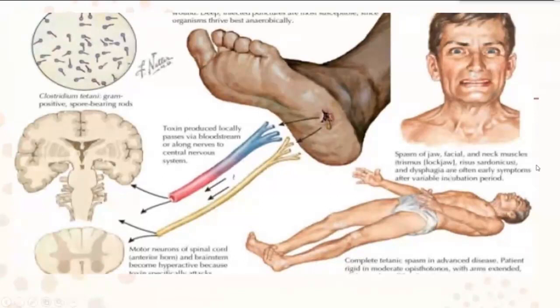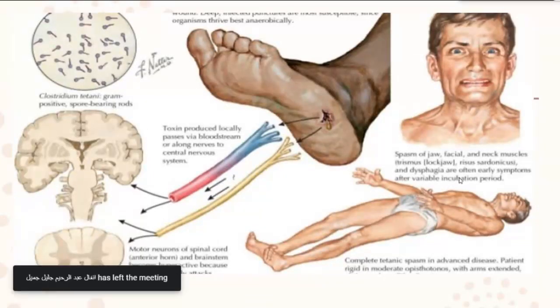Dysphagia is one of the earliest symptoms of tetanus. In addition to the lockjaw, he can no longer swallow. Even his saliva, he could not swallow his saliva. So the patient is at risk of aspiration.